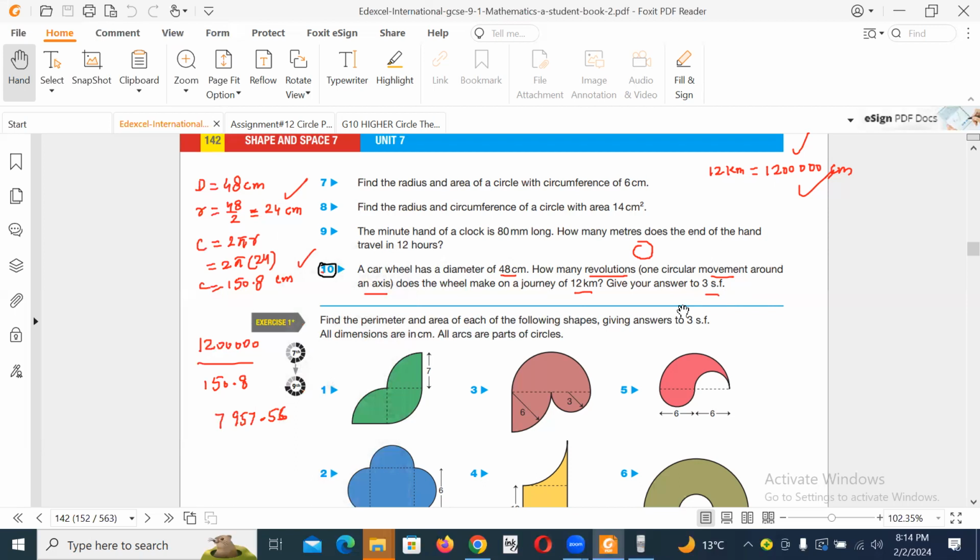But remember, they want three significant figures. So if I write three significant figures, what would it be? I want till 5, meaning 795, but the 5 changes into 6, and this would be 0. So 7960 is your answer for three significant figures. I hope it is clear.